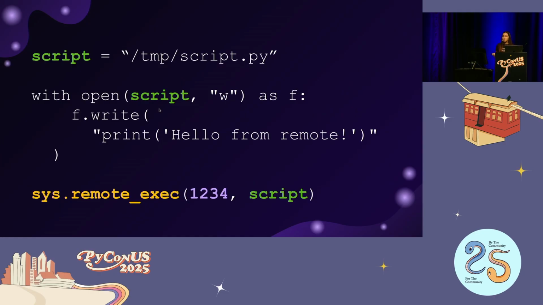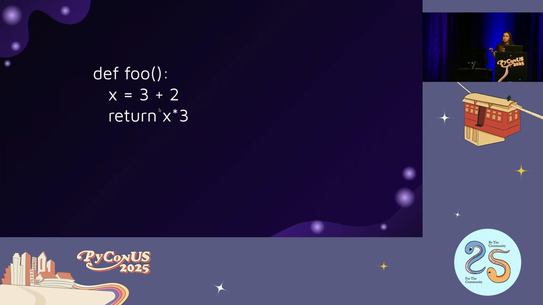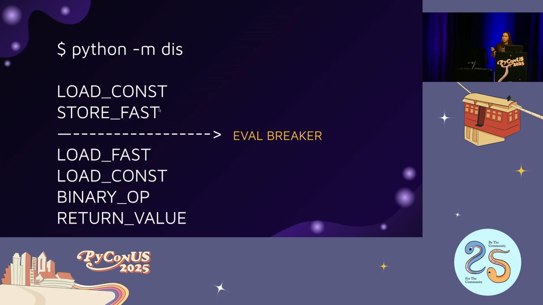We mentioned that the interpreter waits to hit the safe point in order to run the script. But when do safe points occur? For that, we rely on something called the eval loop, or evaluation loop. The eval loop is the part of the interpreter that executes the bytecode. Here we have a simple function foo that adds two numbers, multiplies the result and returns it. When we disassemble this code, we're going to have something like this. Here is where it gets interesting. When the interpreter loop is running, it's going to execute the bytecode instructions one by one.